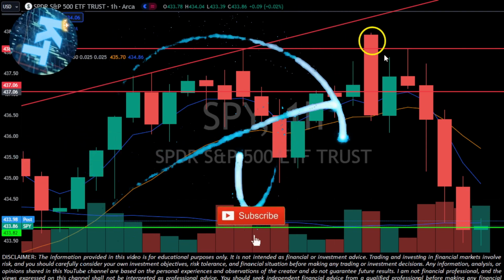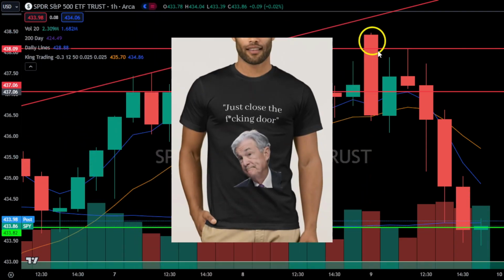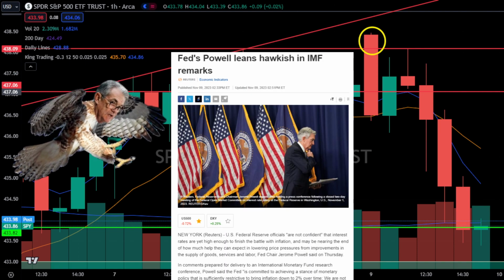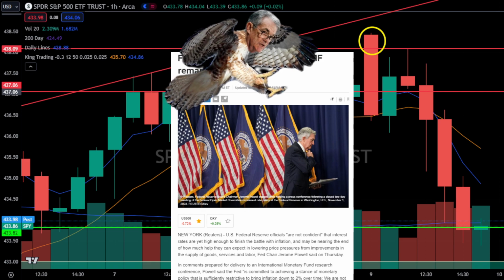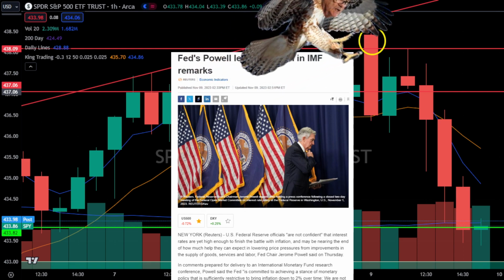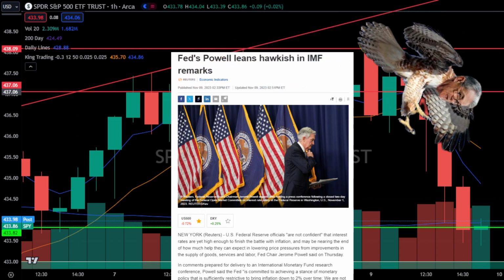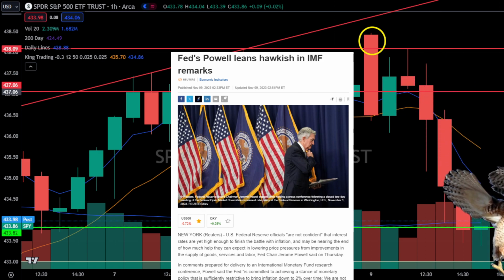As the daily gap was finally filled, a hawkish Fed, after politely asking to close the door, said the Fed is committed to achieving a stance of monetary policy that is sufficiently restrictive to bring inflation down to 2% over time. We are not confident that we have achieved such a stance, and the markets reacted.